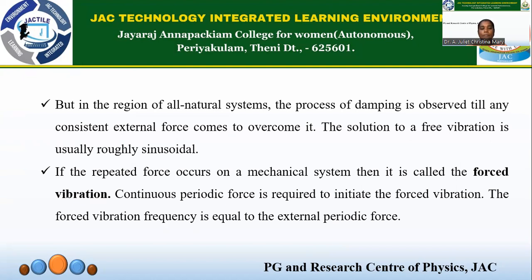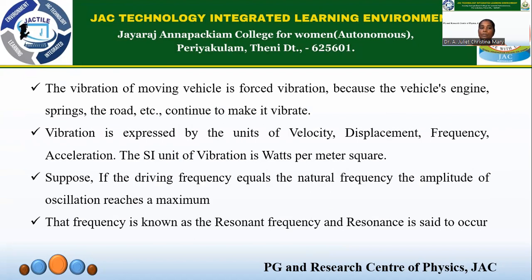If a repeated force acts on a mechanical system, it is called a forced vibration. This is the second kind of vibration. Herein, a continuous periodic force is required to initiate the forced vibration. The forced vibration is equal to the external periodic force. The vibration of a moving vehicle is an example of forced vibration because the vehicle, the spring, and the road, etc. continue to make it vibrate.